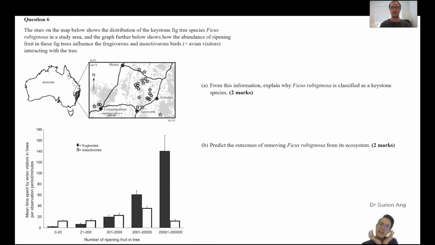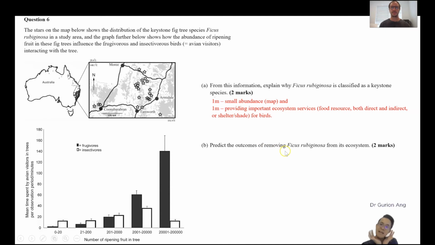Okay, I hope that you've had some time with that now. So why is it a keystone species to begin with? Well, 2 marks, 2 points. It has a small abundance. There's not many stars on the map, but it would no doubt provide important services, whether that's food or whether it's shade and shelter for other birds. So we can see that there are birds coming to this place, whether that's to eat the fruit or eat the insects.